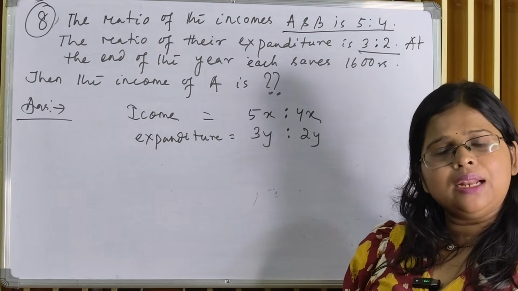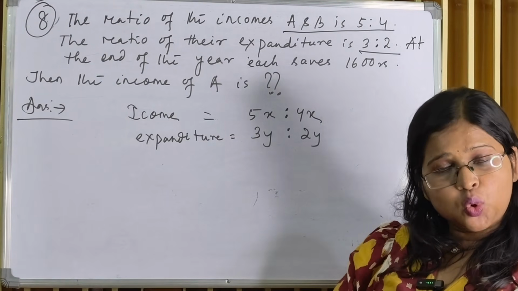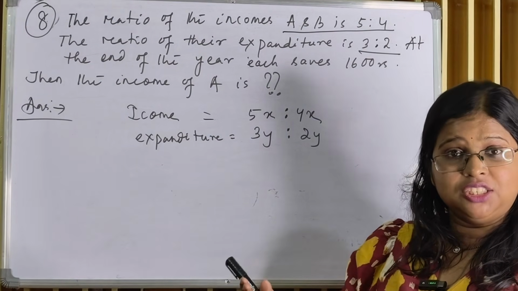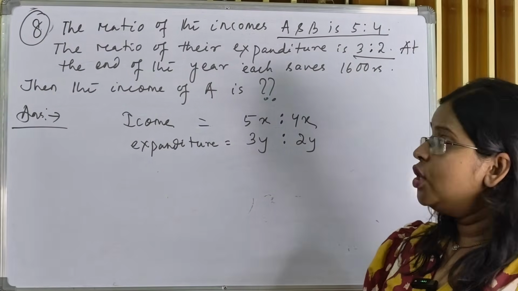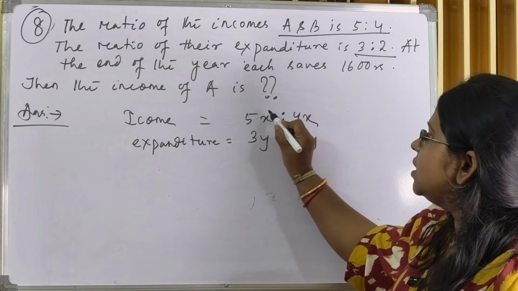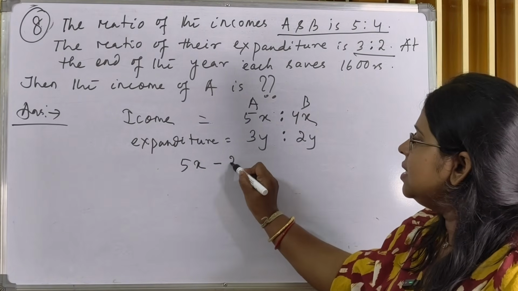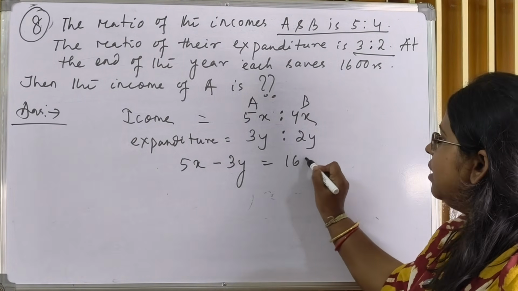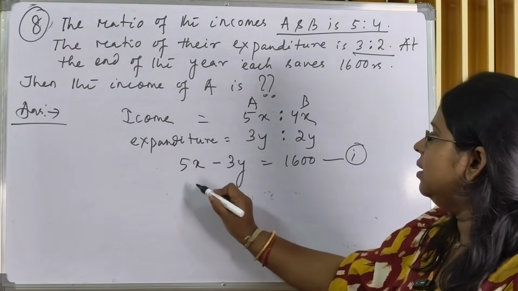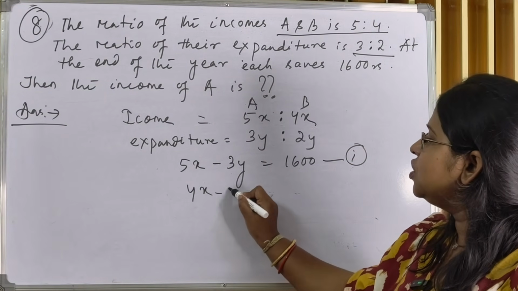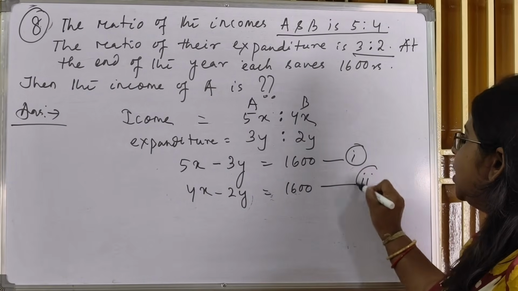So students, how will we calculate the saving amount? How much we are getting as a salary, as income, from that amount, how much we are spending as expenditure. If we subtract, then we will get the savings amount, right? So we will subtract here. This is A's and this is B's. So 5x minus 3y is 1600 rupees because this much they are saving. That is equation 1. And 4x minus 2y equals 1600. That is equation number 2.